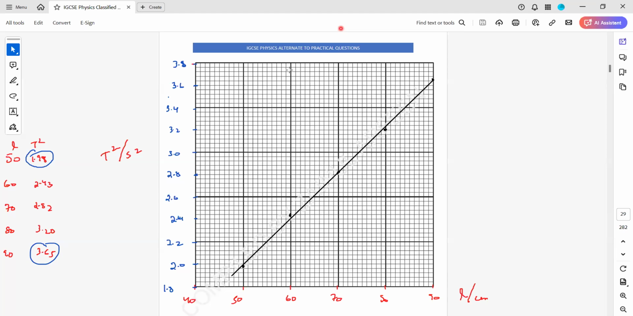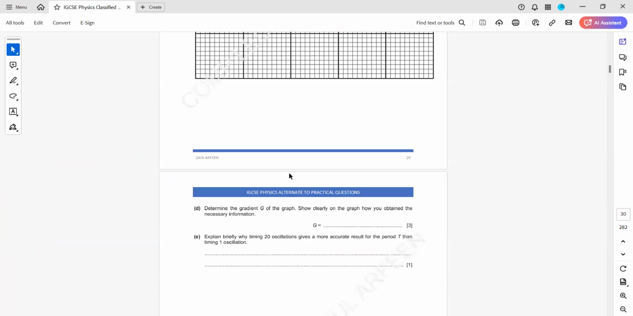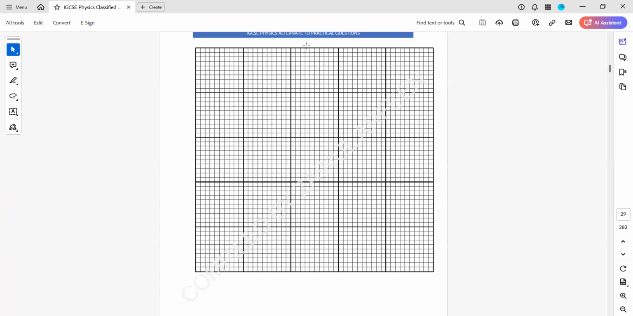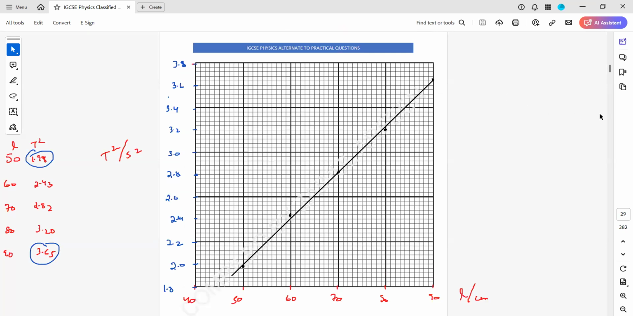If it is mentioned in the question, you have to draw a straight line or a curve. They usually don't mention it, but how do you identify it? For example, in the next part they ask to determine the gradient. So when they ask to determine the gradient, you will be sure that it should be a straight line. In physics, they don't mention draw a best fit straight line. You can identify by reading the next part of the question, but most of the time, like 90% of the graphs are straight line graphs.